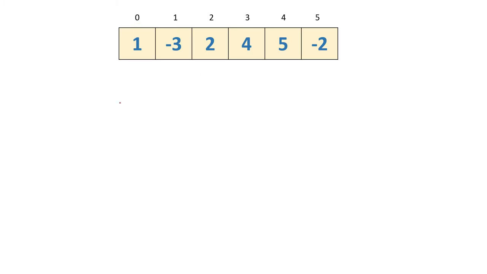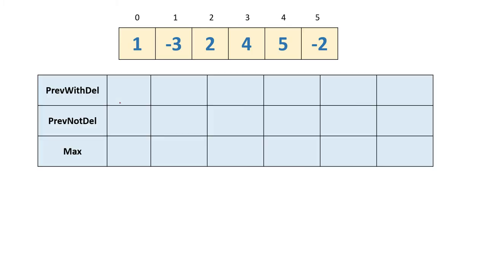So to keep this record that previous value is deleted or not deleted, and to make it carry forward, we will maintain one table. What are the values will be there? One is previous value till now with deletion, and previous value till now without deletion, and max at that moment. So first we will fill up this previous value not deleted part.